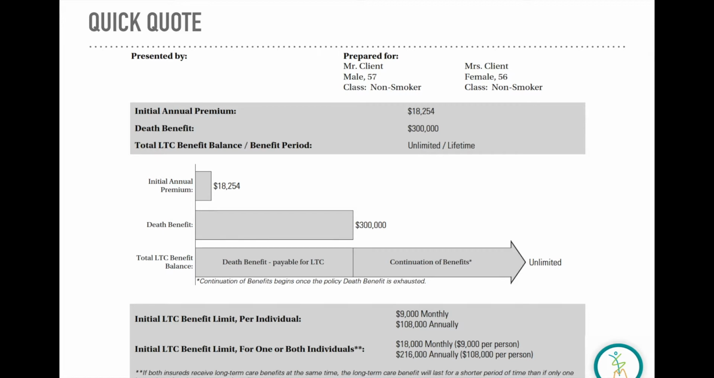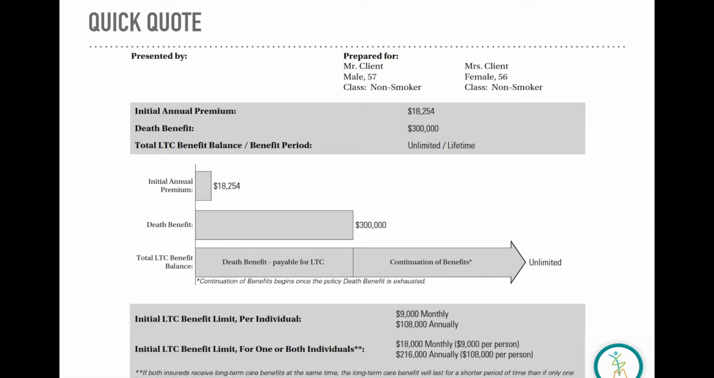Now, I set this up on a 20 pay. If the client decides that they want to pay everything every year, they can do that. If they want to do a 10 pay, they could do that as well. We'll do a really product-focused webinar later, but for today's purposes, we've just set this up as a 20 pay.